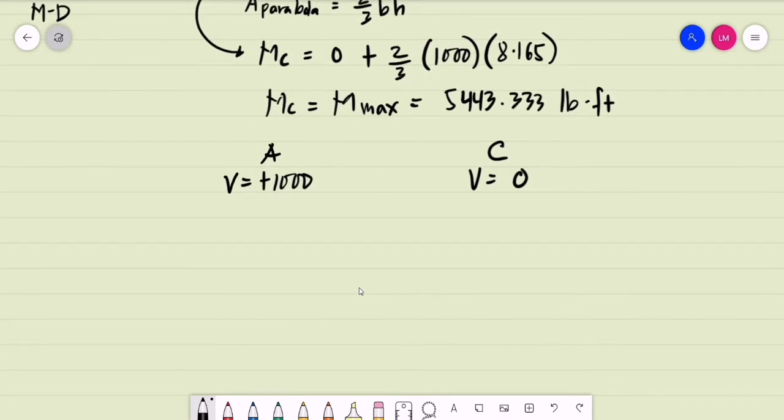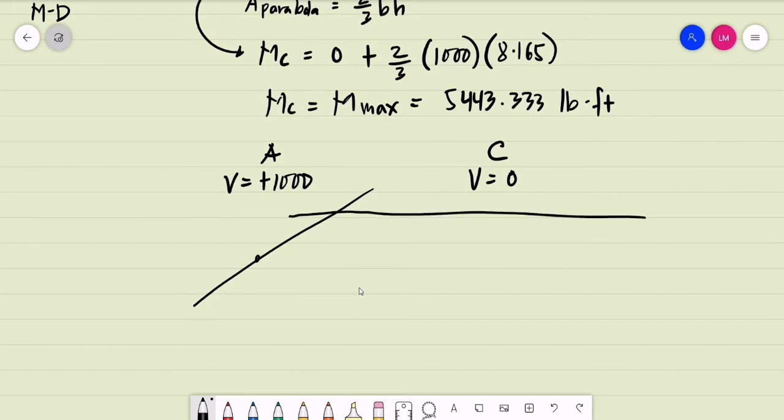So the appearance of a line with a positive slope, that is a line drawn upward to the right, since it is a positive slope. Then at point C, we have the shear equal to 0. That is the equivalent of a zero slope on our moment diagram. So a line with a zero slope is a horizontal line.